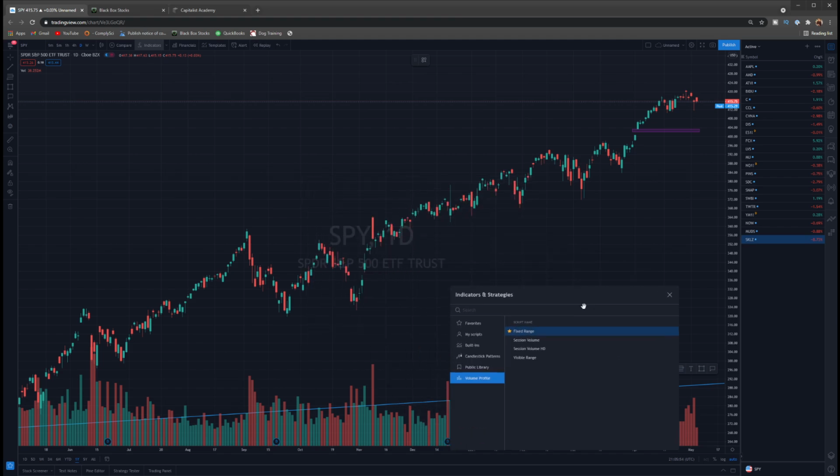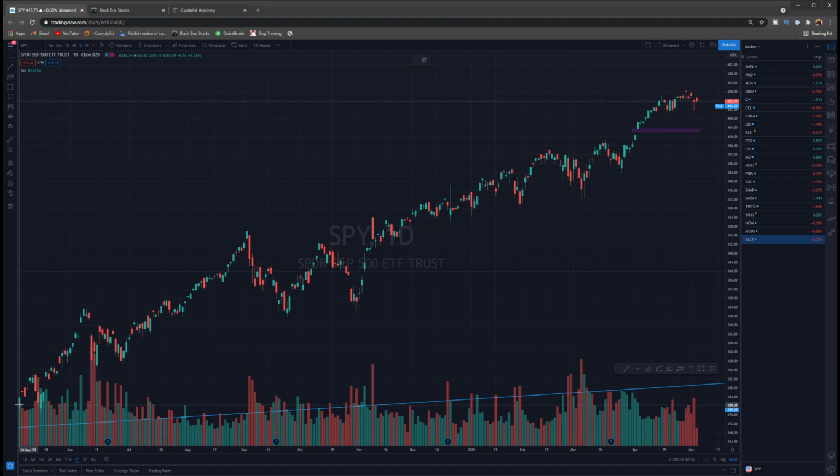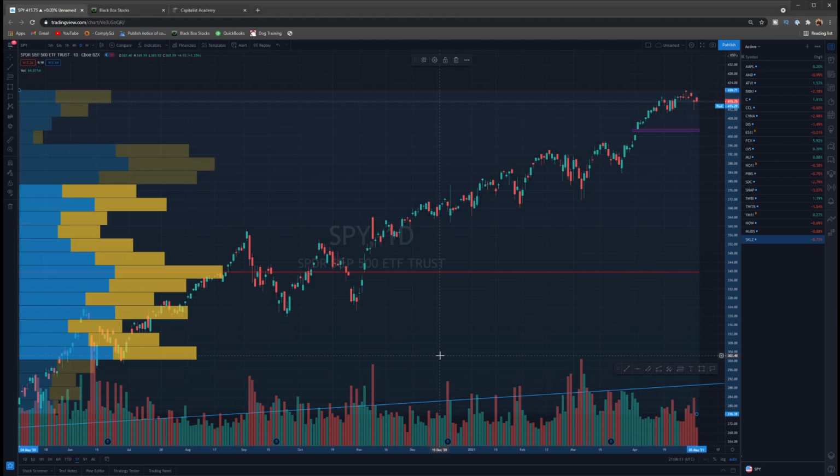So you want to go to fixed range. Once you click fixed range, you're going to want to pick the time frame that you want to do this on. So this is the past year. I'm going to click at the price and the time I want it. So this is May 4th, 2020. And I'm going to drag it all the way up to today's date. And now, this looks crazy.